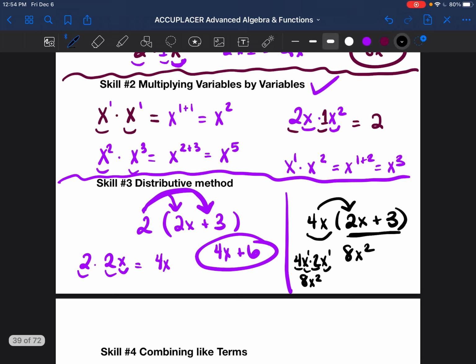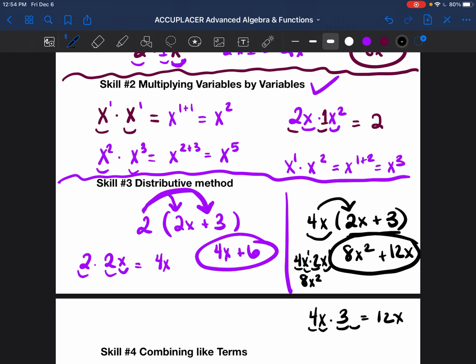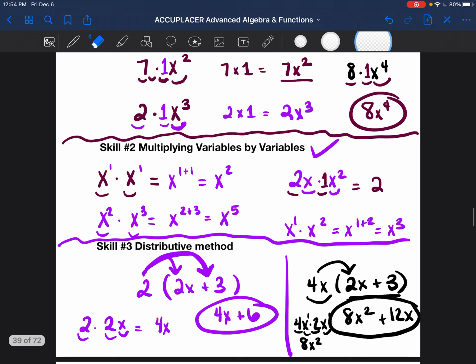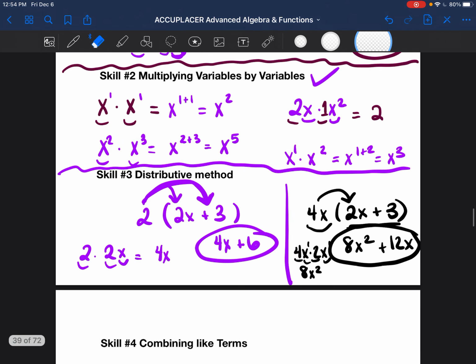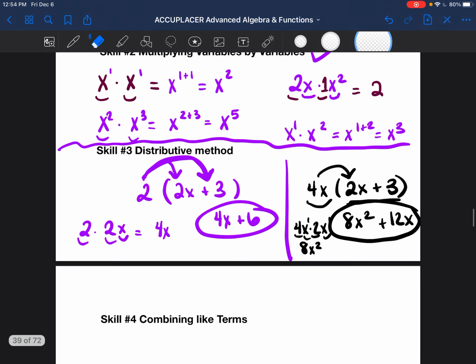So let's go ahead and do 4x times 3. Do you remember how to do that? Well, multiply the numbers. 4 times 3 is 12. And there's nothing to multiply the x by, so you just carry it over to the answer. So the answer would be plus 12x. So that would be our answer. So the distributive method just means when you see a number in front of a parentheses, or a parentheses in front of a parentheses, you're going to go ahead and distribute. Okay, so in 2 skills from now, we're going to practice when there are 2 parentheses, but for right now, basic skill, distributive method. Are you sticking with me?